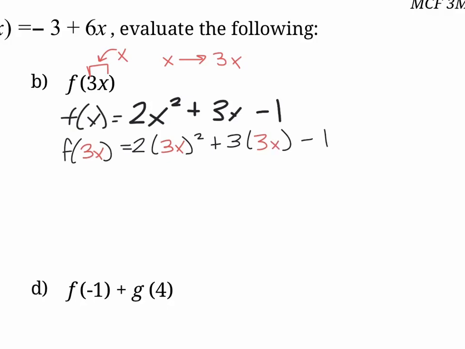Minus 1. So everything else stays the same. We are just changing the x's. So 3, 3, instead of x, we're putting 3x, then minus 1. And now let's just simplify.